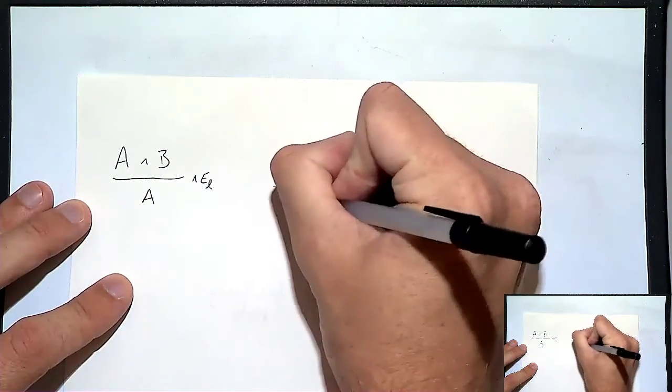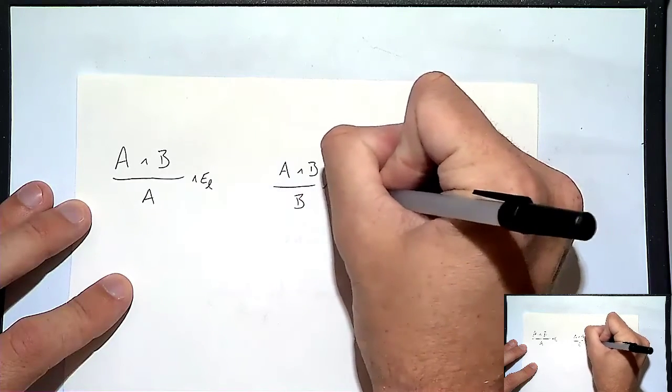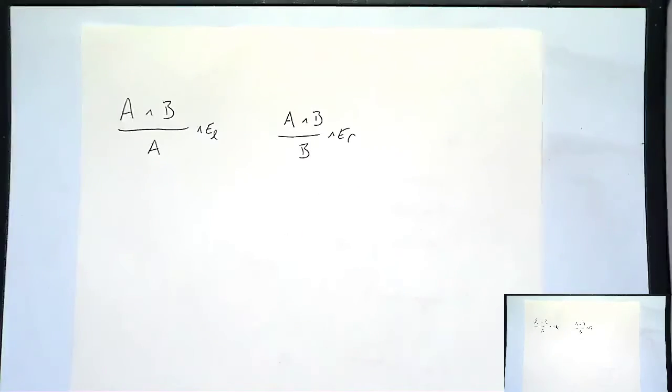And here's conjunction elimination on the right. So two different rules, right? The labels indicate which is which. You've got conjunction, the E for elimination, and then a little L or R for left or right.